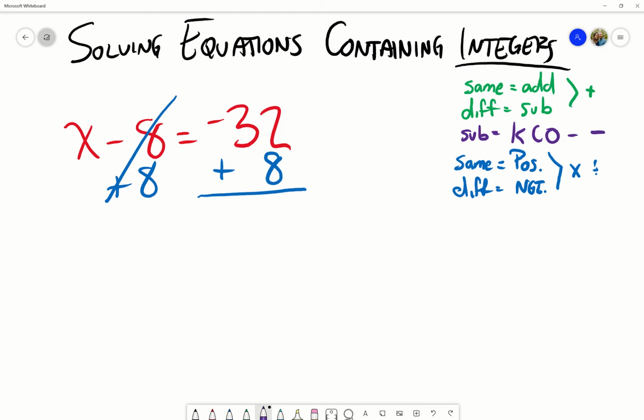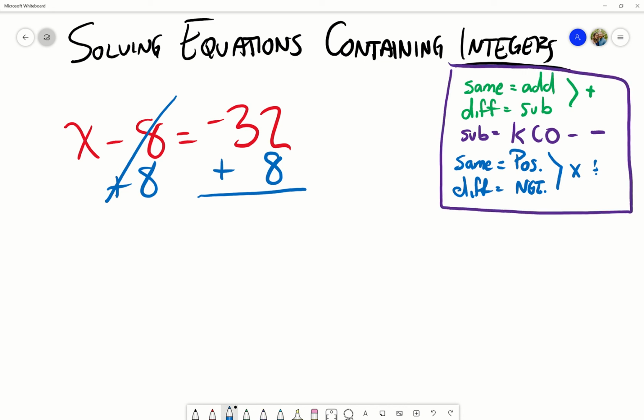Okay, so this little guide here, when we get our test or when we do quizzes or when we do work involving integers, this little guide will be very helpful. All right, so back to this problem. We have an addition problem with different signs. This is negative, this is positive. So when we have different signs, we're actually going to subtract. What is 32 minus 8? And that is 24.